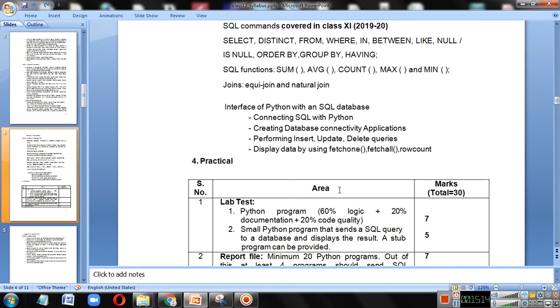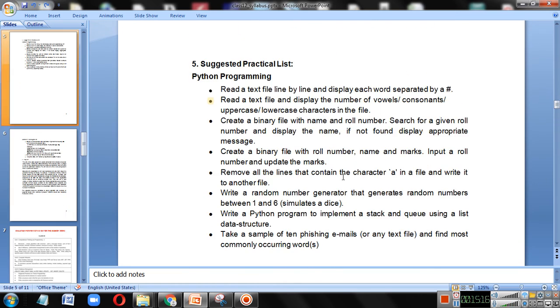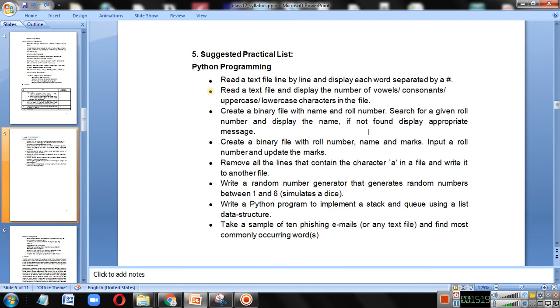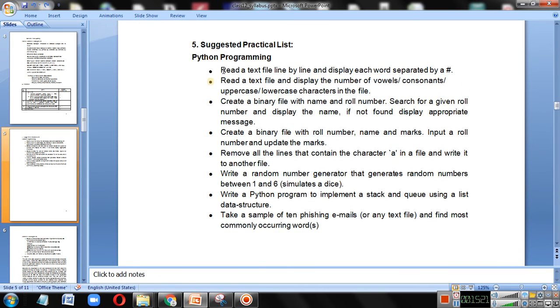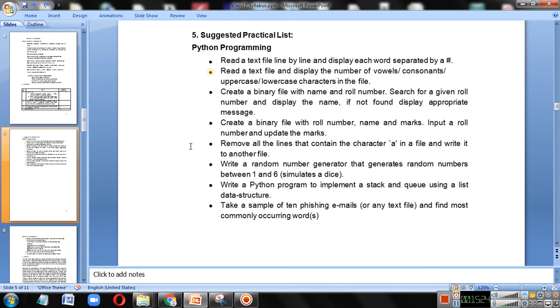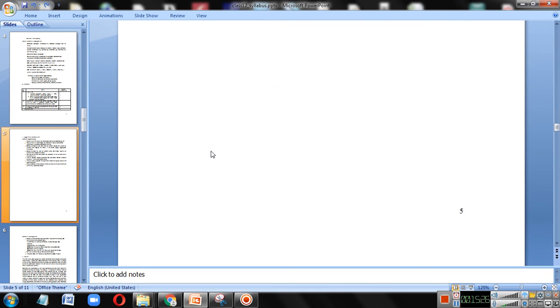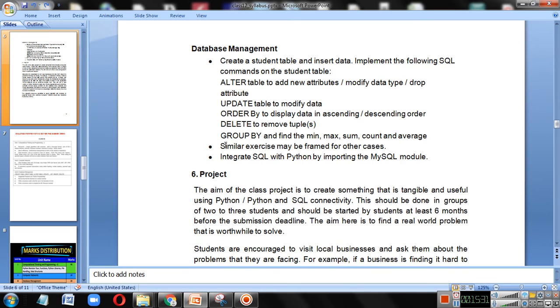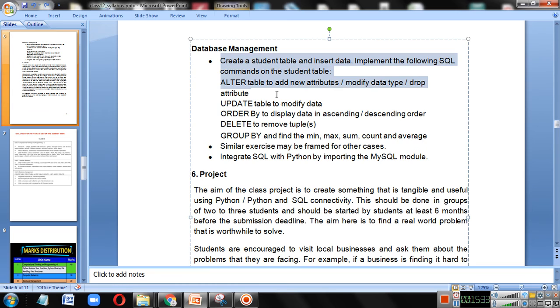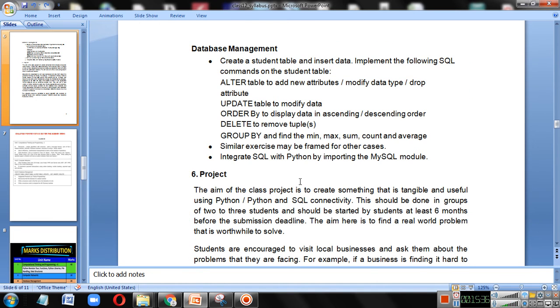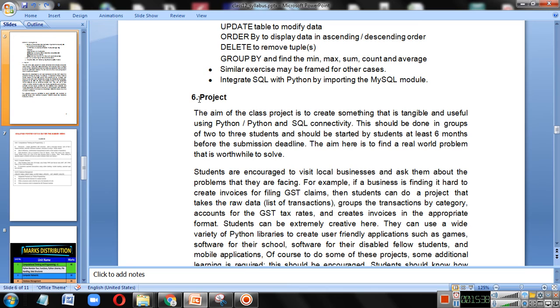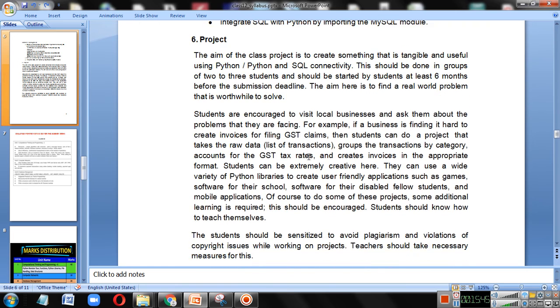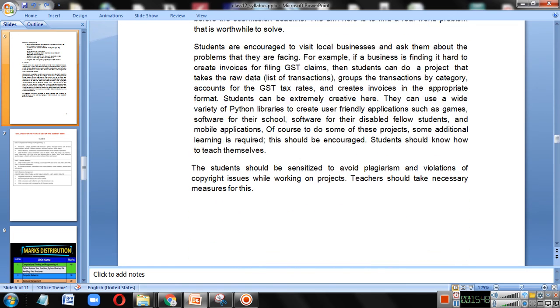Another class will discuss the practical, which carries 30 marks. Your project is also there, and what is the list of your practicals. We'll see based on the concepts you learn in class 12. I will have a separate video class for that. Database management is also part of your practical. And of course, in class 11th you did your project on a smaller scale; this time you need to do a project on a larger scale, and about this project also I will discuss in some other video.